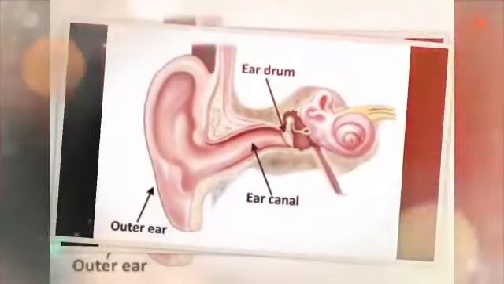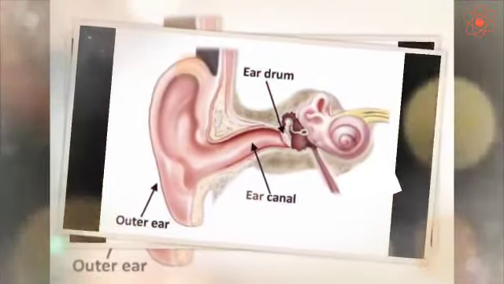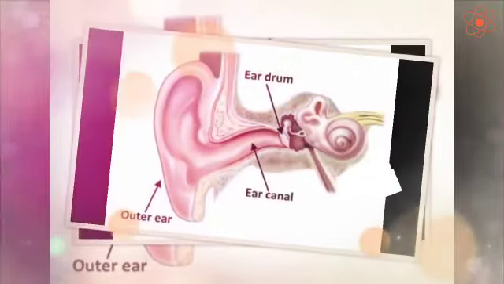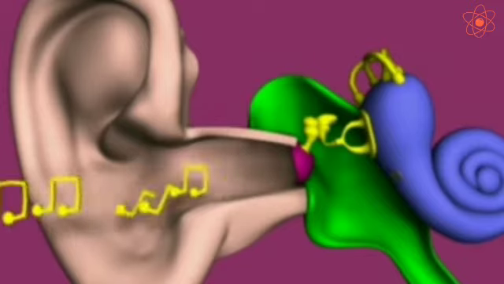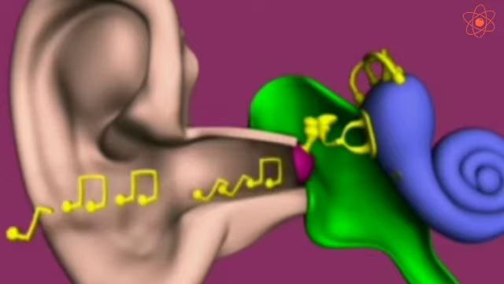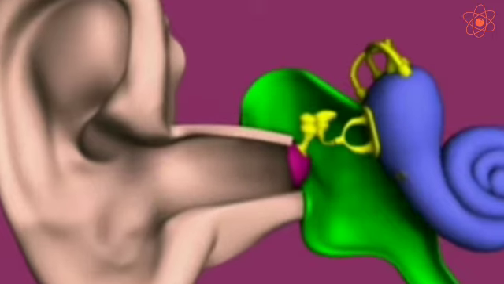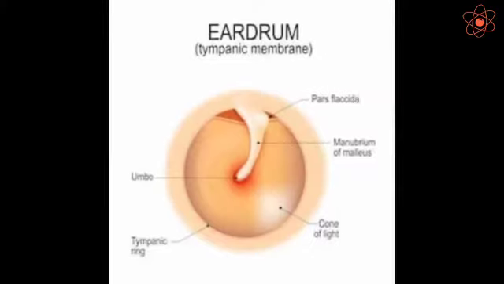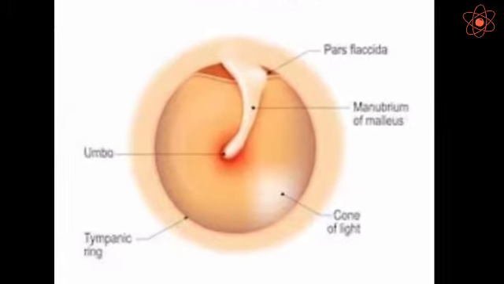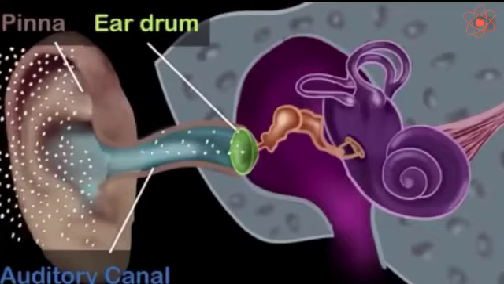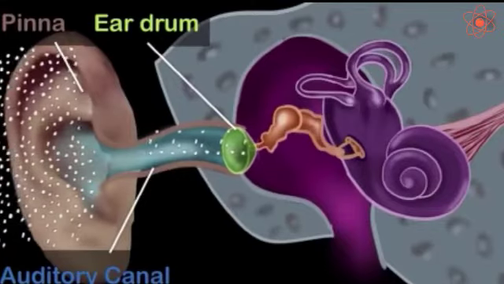Let us discuss first outer ear. This is the only part of the ear that is visible to us. It consists of the pinna, ear canal, and the eardrum. The pinna gathers the sound waves and leads them to the ear canal where they strike the eardrum. Eardrum, also known as tympanic membrane, is a stretched membrane that separates the outer ear from the middle ear.